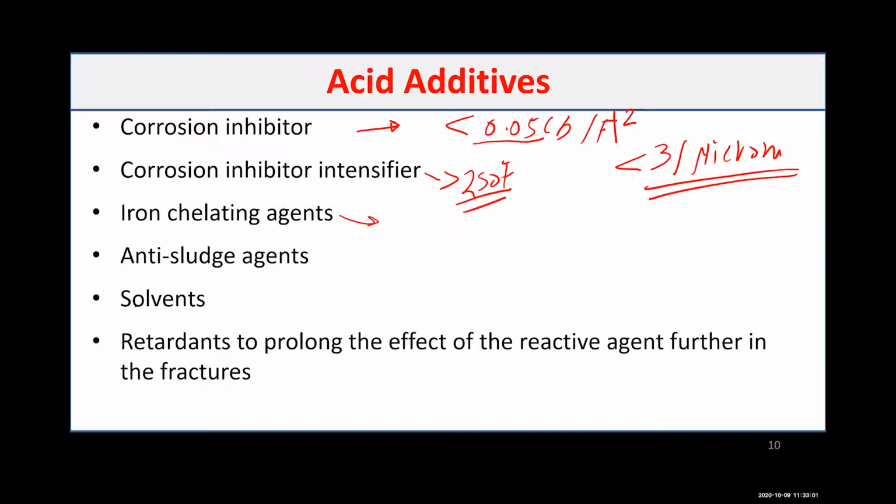The last thing, to improve the reactivity of the acid, we use retardant agent, and this helps to reduce the reaction rate of HCl by having a polymer or a surfactant that increases the viscosity of the acid and reduces the reaction rate, allowing the acid to go further inside the formation and be more efficient.